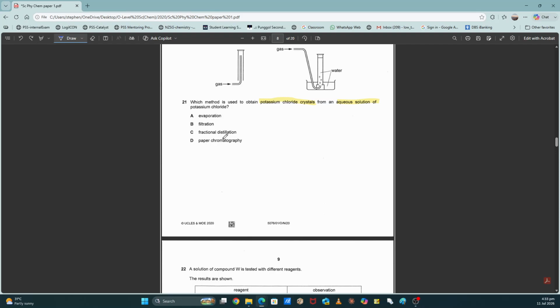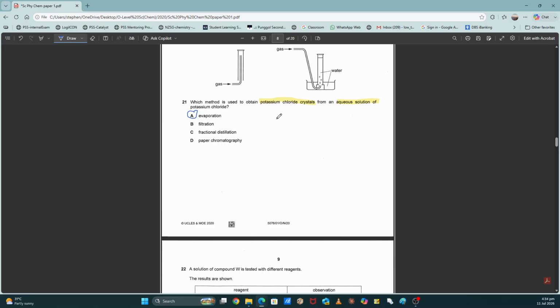Paper chromatography. If you can remember when you're in Sec 3, right? You think of it as ink and dyes to separate. And if you want to get the crystal out from the solution, maybe you can get a very tiny amount of the potassium chloride stored on the piece of paper, a tiny spot. But in this case, if you look at the whole question in total, the answer has to be evaporation.